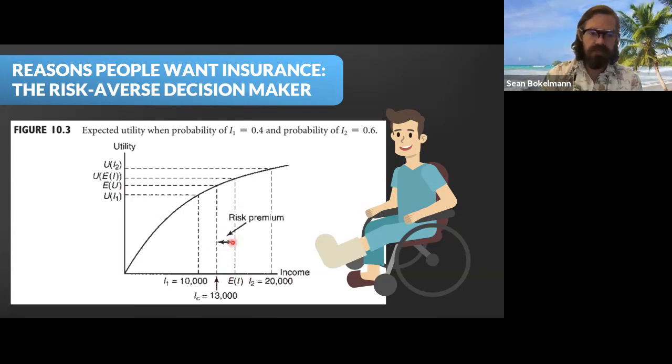So the difference here between those two things is called the risk premium. It's the maximum amount of money that the consumer is willing to pay to basically avoid this risk.